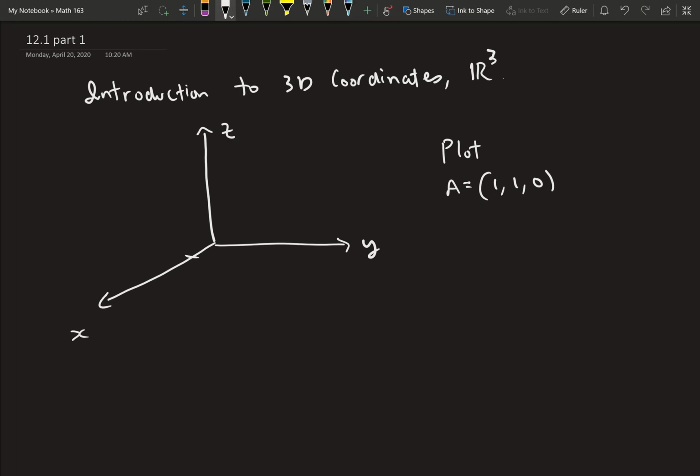Well, you would travel 1 unit in the x direction, and then 1 unit in the y direction. All points, by the way, are going to be an ordered 3-tuple of x, comma, y, comma, z. So here x is 1, so we go 1 unit in x, 1 unit in y, and we land right here, because for z we're not traveling up or down at all, and this is the point A.